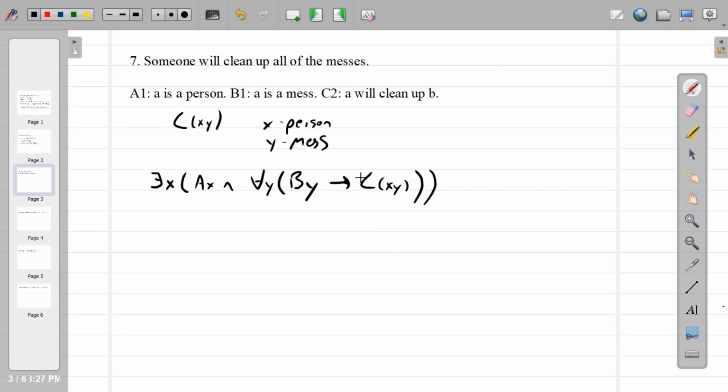We just flip the order of the quantifiers, right? So we give the universal wide scope. So for all Y, and we still want to keep it Y because we decided already that Y is our mess. So for all Y, if Y is a mess, then there exists at least one thing such that that thing is a person, and that person cleans up the mess.